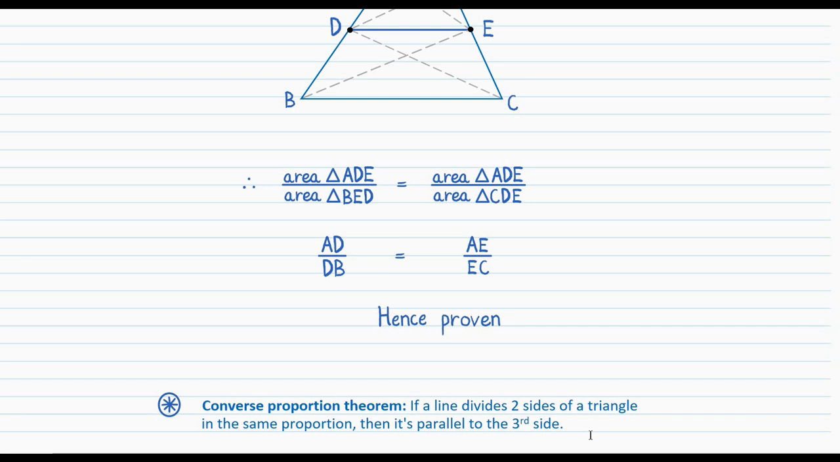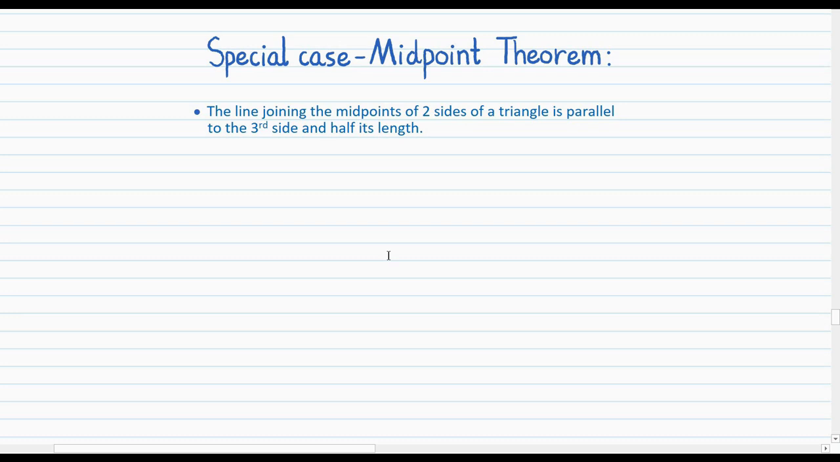Then the last bit of knowledge you need to learn related to proportionality is a special case of the proportion theorem, and this is the midpoint theorem, which you've definitely seen before and I covered in the revision section already. The midpoint theorem says that the line joining the midpoints of two sides of a triangle is parallel to the third side and half its length.